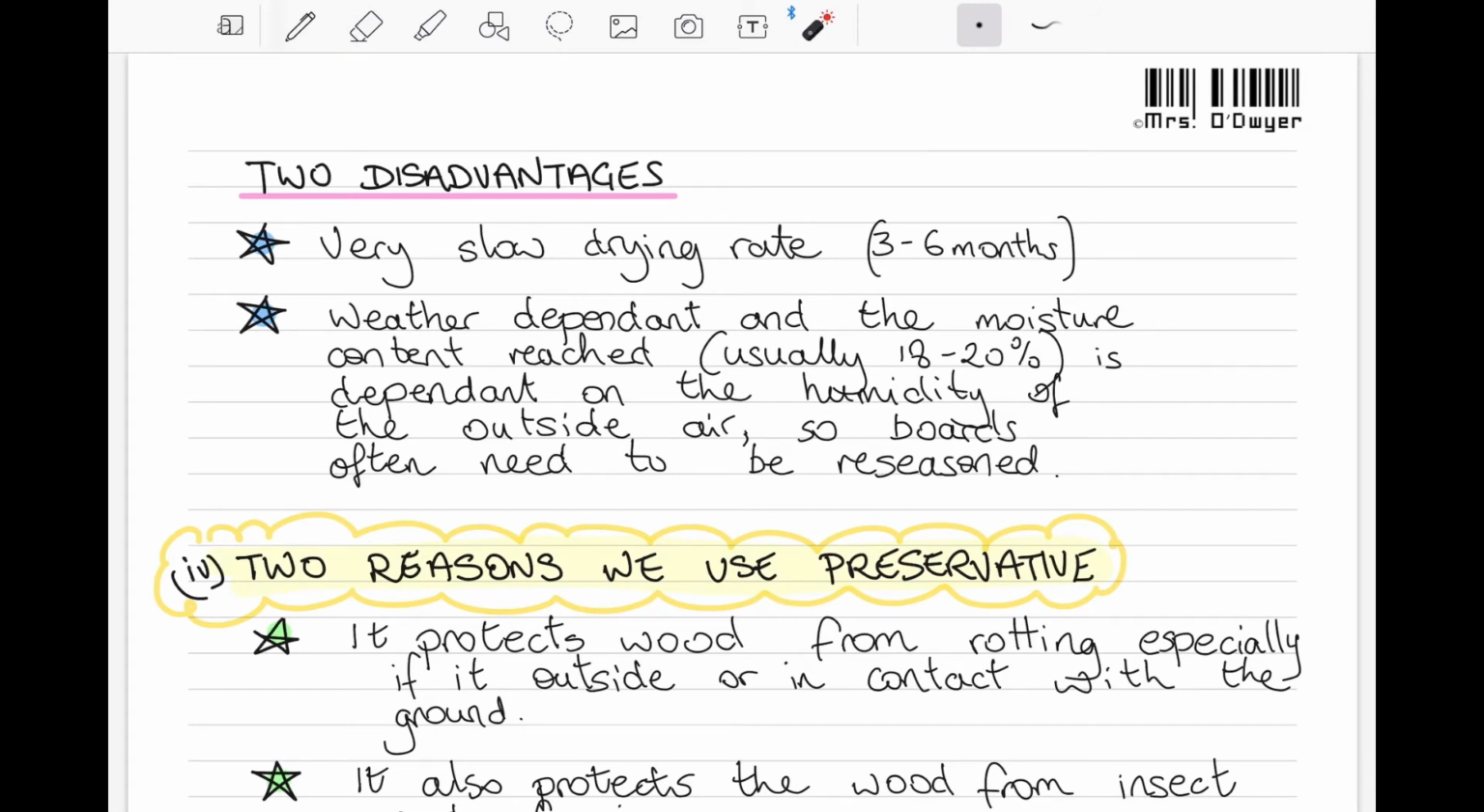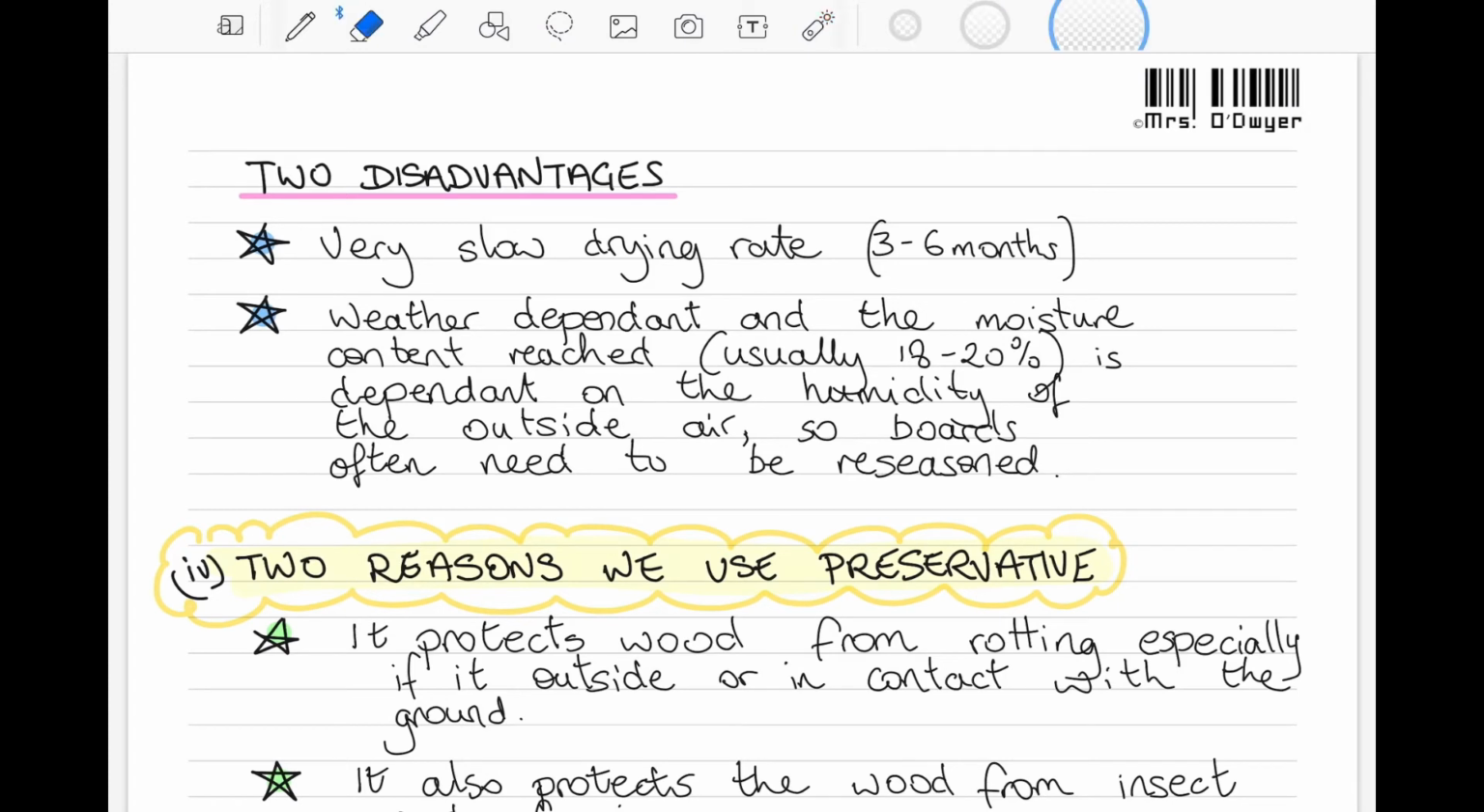One is that it can be quite slow. Okay, so it is a very slow way of drying timber because you are weather dependent. You're waiting to see what kind of weather is outside, and in Ireland in particular, we've quite wet weather, so it isn't necessarily the most appropriate method for Ireland. However, it is also a disadvantage because not only is it weather dependent, but generally it'll only reach about 18 to 20% moisture content because of the humidity of the outside air. And in Ireland, we do live in a pretty humid country.